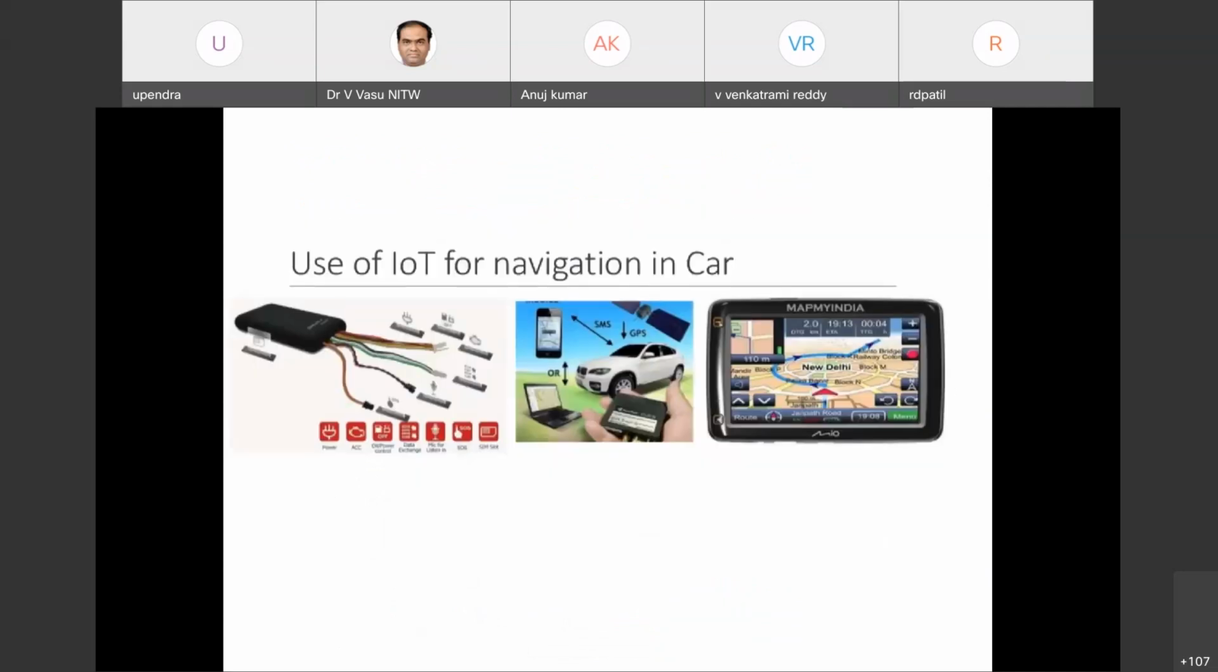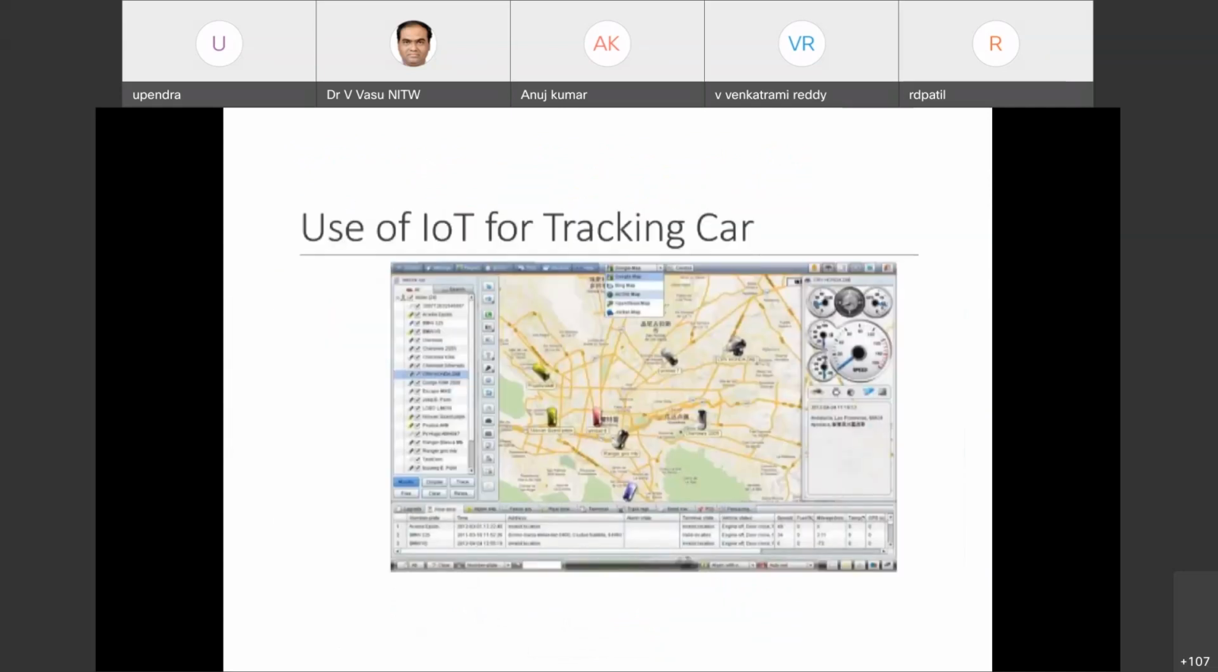Okay, so now by using these particular things, they can have an IoT based car tracking system, as in your Uber and Ola. You can track your car, where the car is coming, which place it is coming from. Everything, you can track the car.